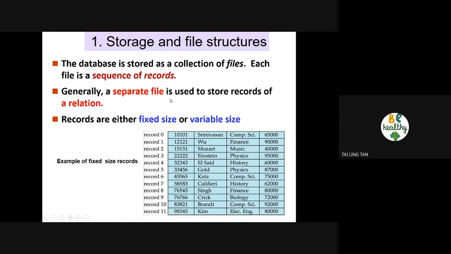Generally, a separate file is used to store records after deletion. So if the next record is inserted, then the next space will be allocated. Records are either a fixed size or variable size. So you can see from here, this part of a record.